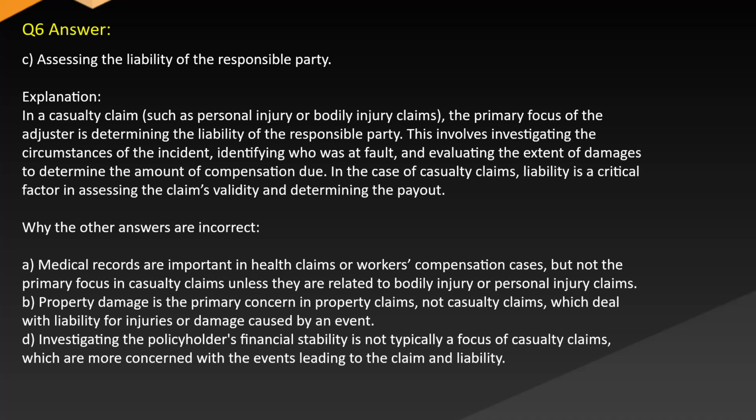Answer: C. Assessing the liability of the responsible party. Explanation: in a casualty claim, such as personal injury or bodily injury claims, the primary focus of the adjuster is determining the liability of the responsible party. This involves investigating the circumstances of the incident, identifying who was at fault, and evaluating the extent of damages to determine the amount of compensation due. In the case of casualty claims, liability is a critical factor in assessing the claim's validity and determining the payout.